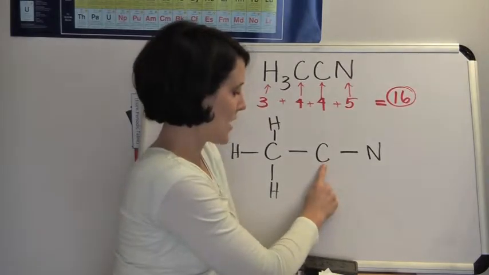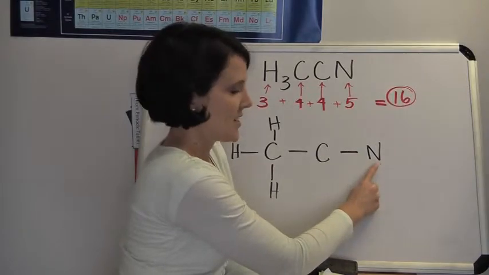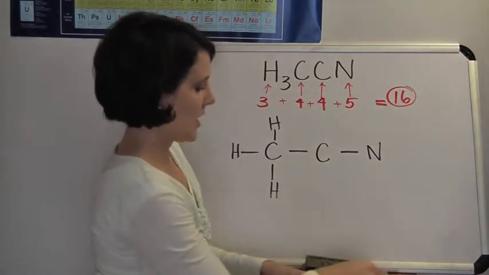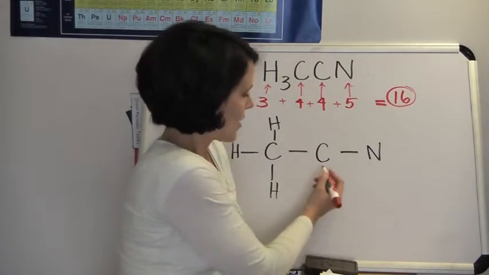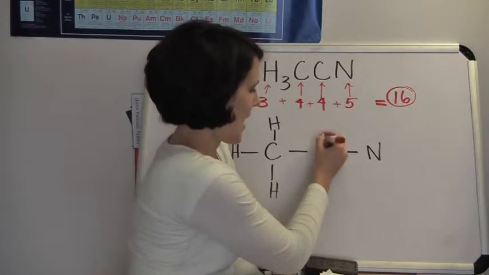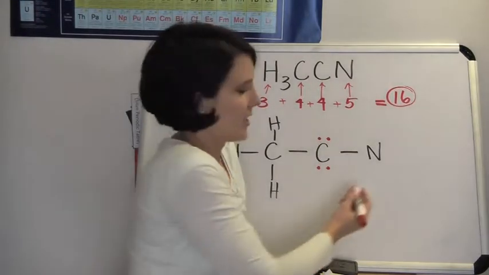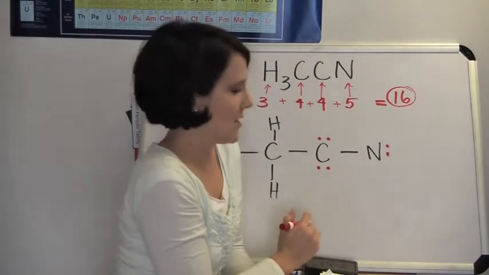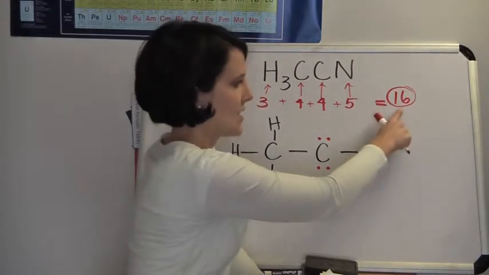Currently, this carbon only has 4. 1, 2, 3, 4. This nitrogen only has 2. 1, 2. Let's go ahead and place the extra 6 electrons. Well, I know that I need to have a total of 8 around carbon, and I know that nitrogen also needs to have 8. Okay, so there's my 6 electrons for a total of 16.